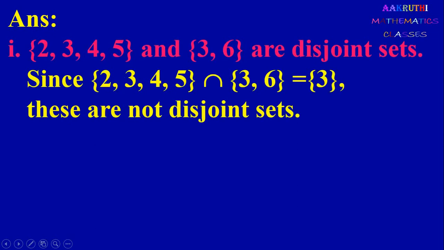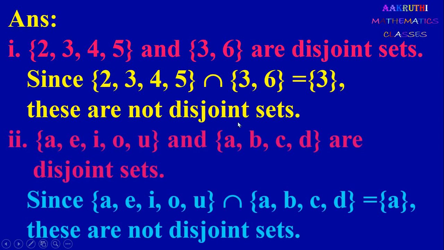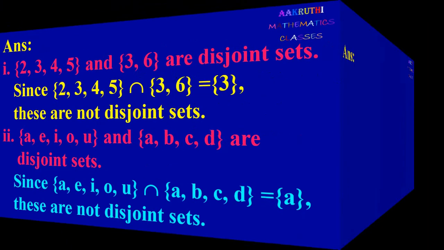Now first one, it is given 2, 3, 4, 5 and 3, 6 are disjoint sets. Now check whether they are disjoint or not. Now here we have common element 3. So therefore they are not disjoint sets. Next question, A, E, I, O, U and A, B, C, D are disjoint sets or not. Now here again we have A common. So therefore they are not disjoint sets.